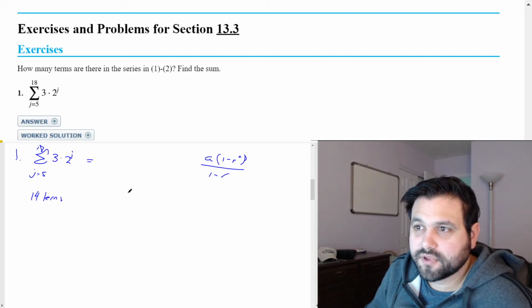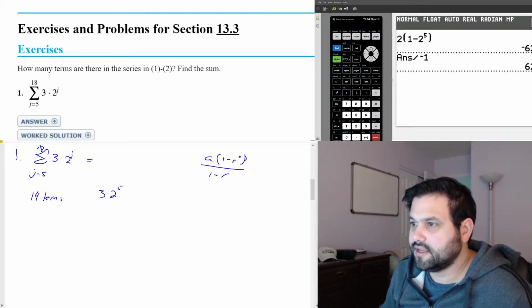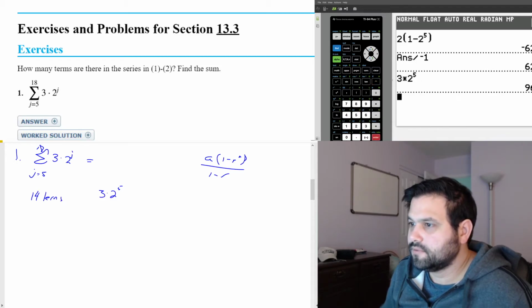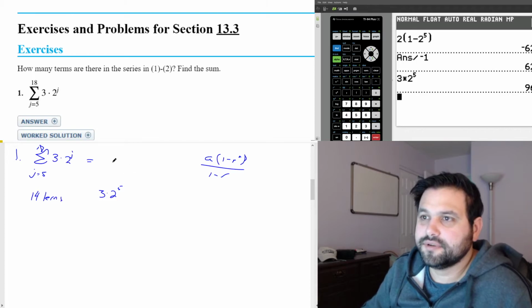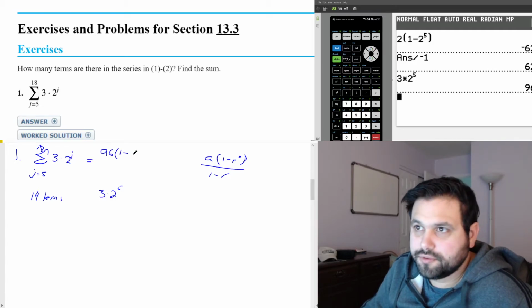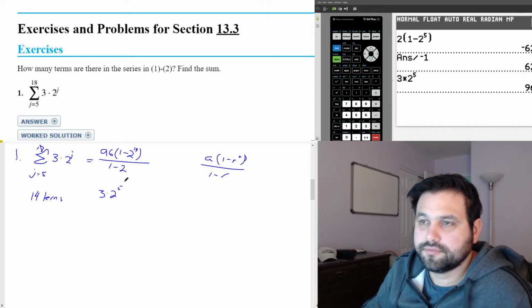So what we would do is figure out what 3 times 2 to the 5 is. And so I'm just going to plug that in. 3 times 2 to the 5. And we see that's 96. So my a value is going to be 96 times 1 minus r, the multiplier is 2, and raised to the how many terms? 14. And then I'm going to divide by 1 minus 2.